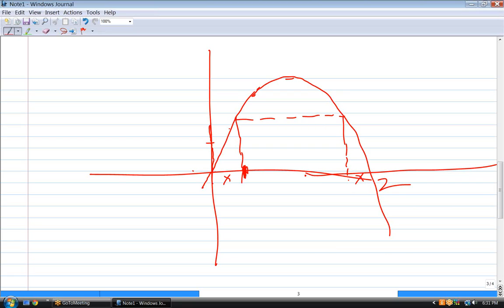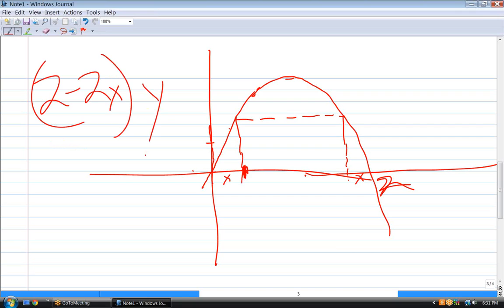So what's the base of that rectangle's dimensions? 2 minus 2x. In other words, we know it comes back and crosses the x-axis at 2. Okay? So 2 minus 2x, and the height of the rectangle is y. In other words, that's always y. But the base is a little tricky. But it's the same problem.